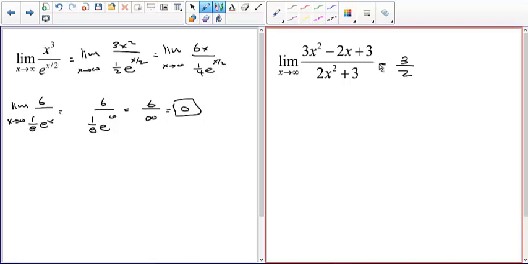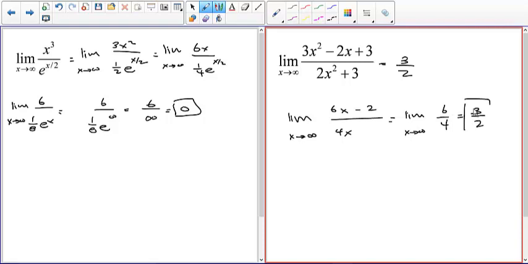But you can use L'Hopital's rule on that as well. So if we take the derivative of the numerator and the denominator, we'll get 6x minus 2 over 4x. That's it. Okay. So derivative of that is that, derivative of that is that, that's 0, that's 0. We're still indeterminate, so you take the derivative again, and you get 6 over 4, which is 3/2. So that's how you would do it using L'Hopital's rule.